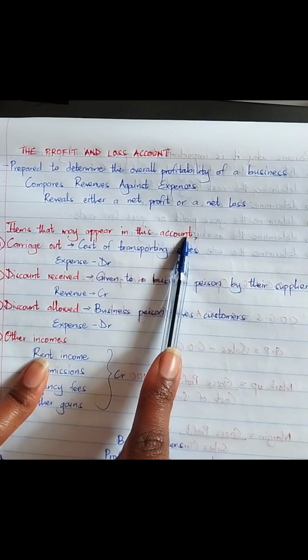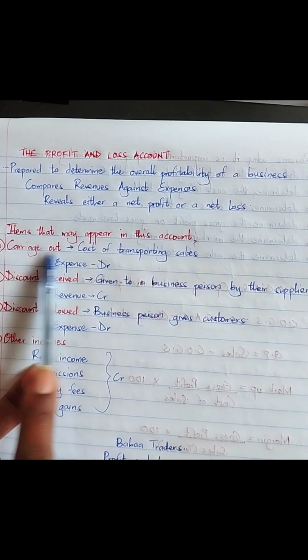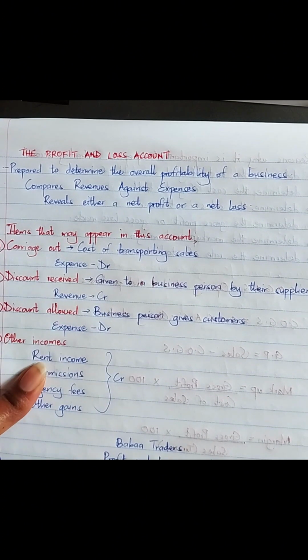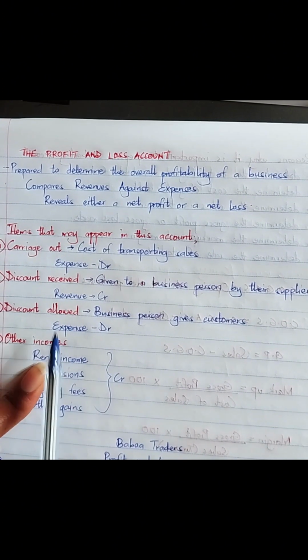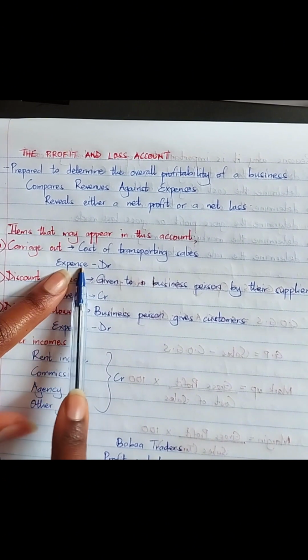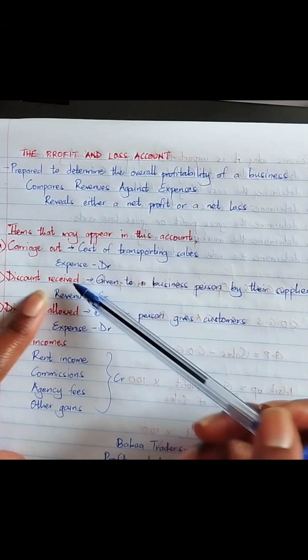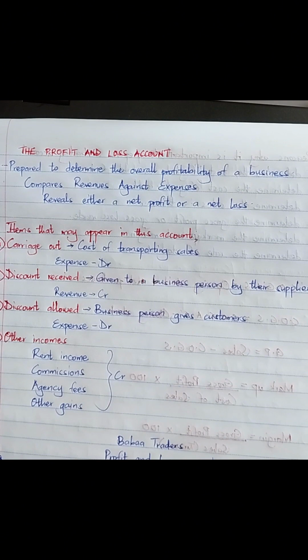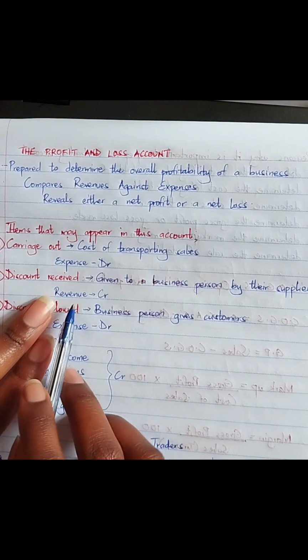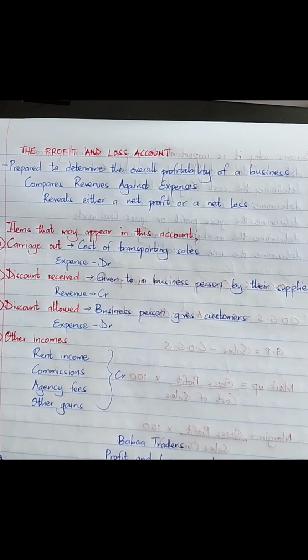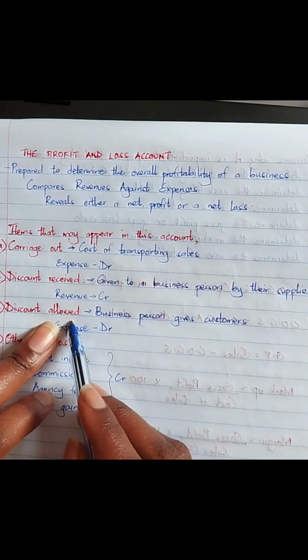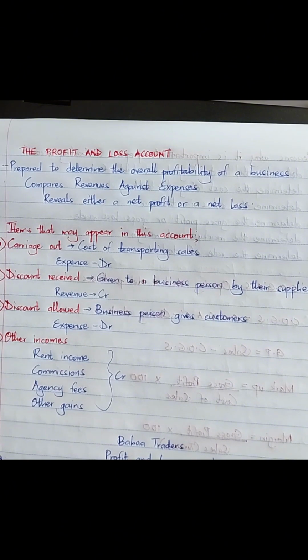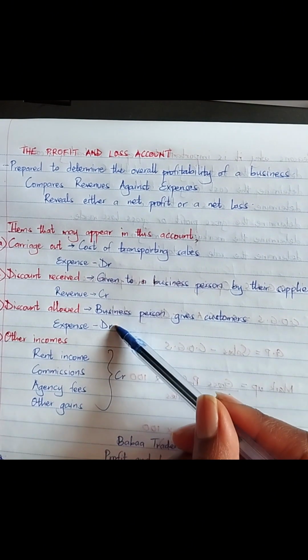Items that may appear in this account include carriage out. We said that this is the cost of transporting sales to the customer. The carriage out is an expense. We record it under the debit side. Discount received. This is a discount given to a business person by his or her supplier. This is a revenue to the business recorded under the credit side. Discount allowed. This is a discount that a business person gives their customer. This is an expense which is recorded in the debit side.